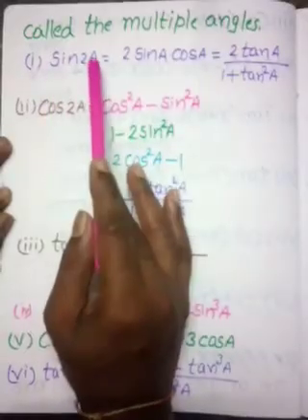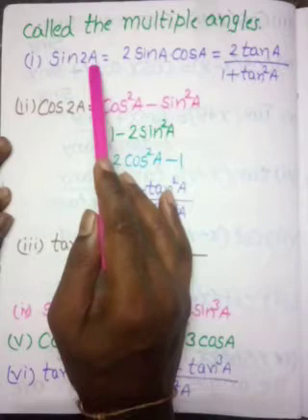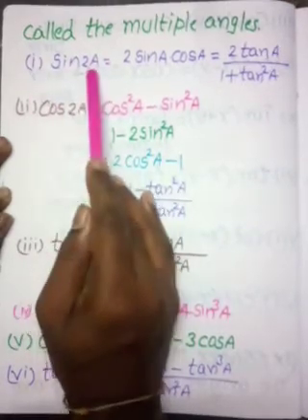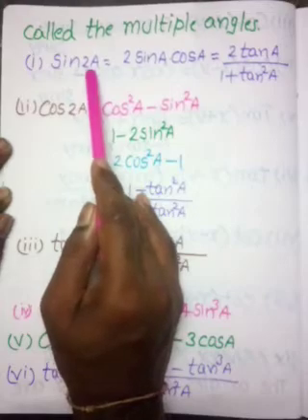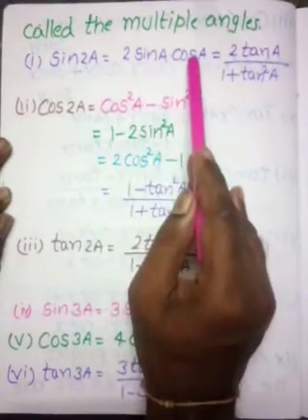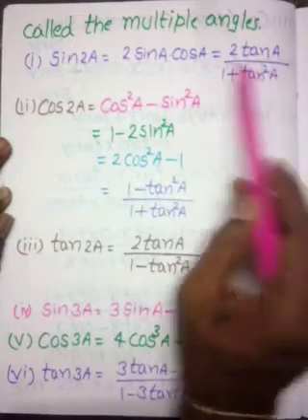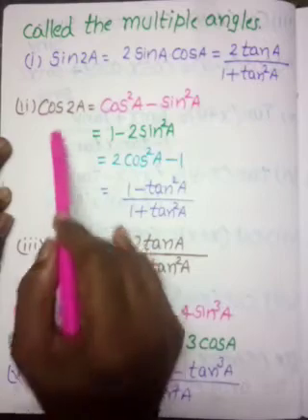Now for these multiple angles, we are writing trigonometric functions. Okay my dear children, see the first one, sin 2a. Sin 2a is equal to 2 sin a cos a, that is equal to 2 tan a by 1 plus tan square a. Two formulas are there. According to the question, we use this formula or this formula. Remember these formulas well my dear children.